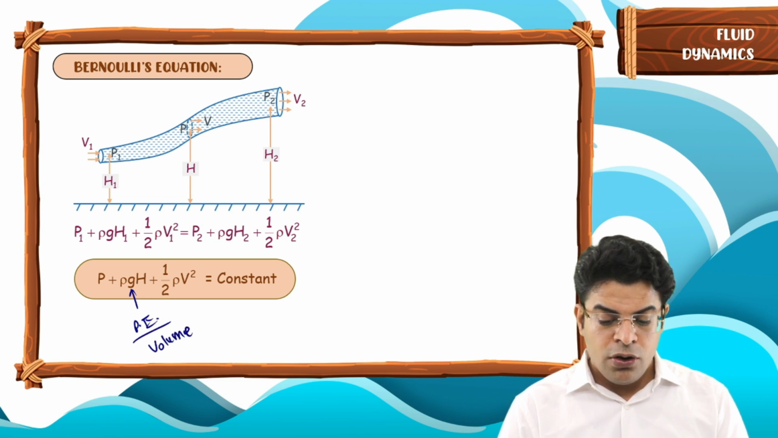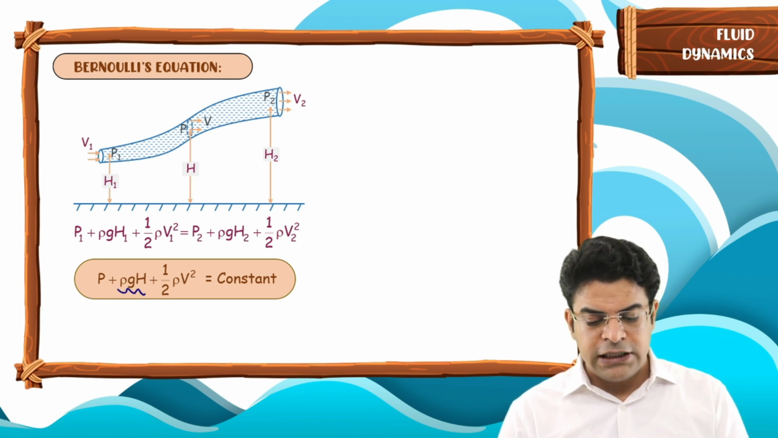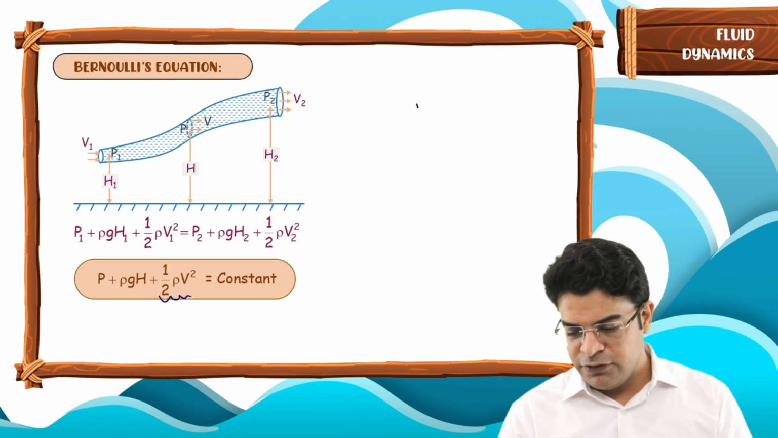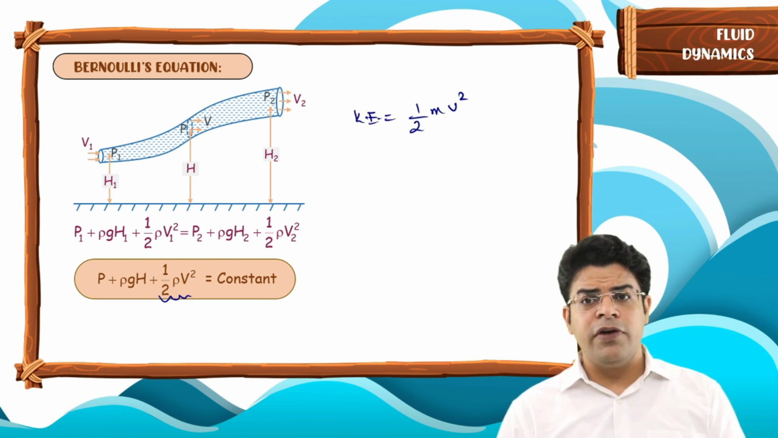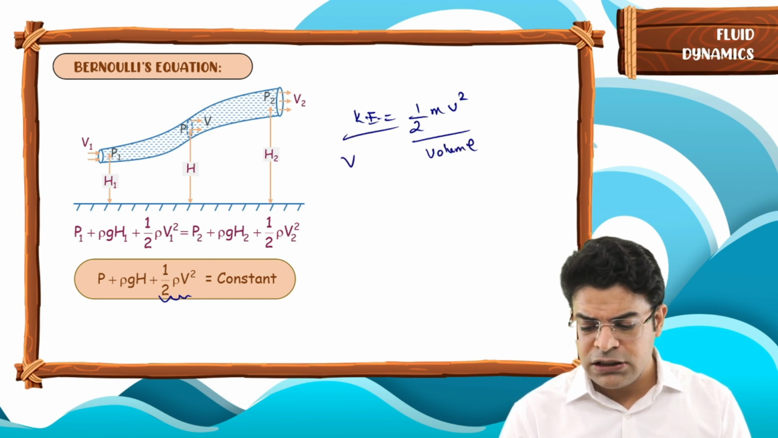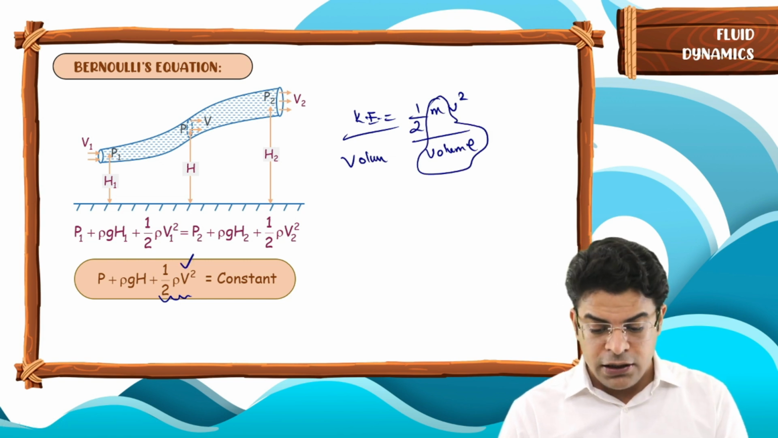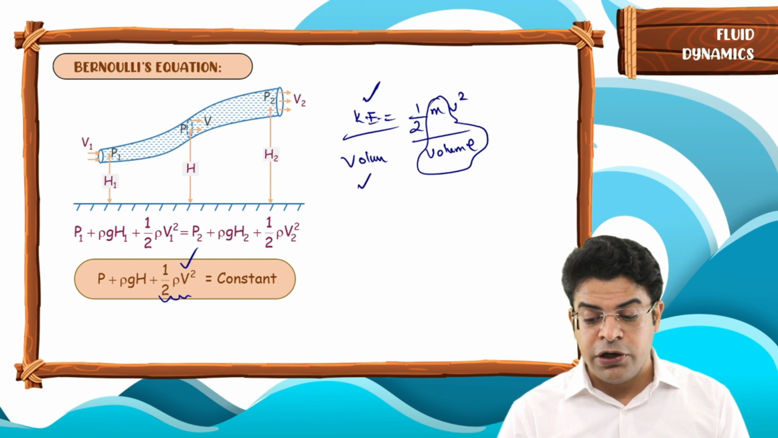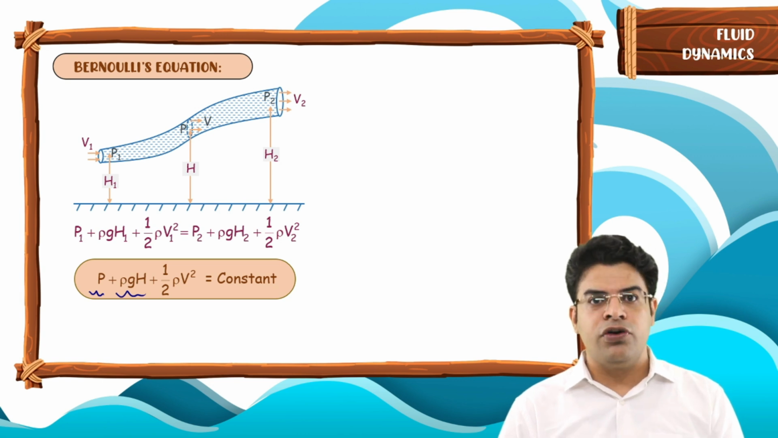Once more, what can we think of pressure as? The work done per unit volume. What is rho gH? Potential energy per unit volume. What can we think of half rho V square as? We know that half mv square is kinetic energy. So if we divide both sides by volume, mass upon volume becomes the density. So we can write half rho V square as kinetic energy per unit volume. So the first term here is work done per unit volume, the second term is potential energy per unit volume, and the third term is kinetic energy per unit volume.